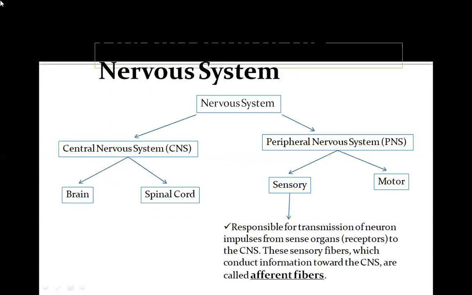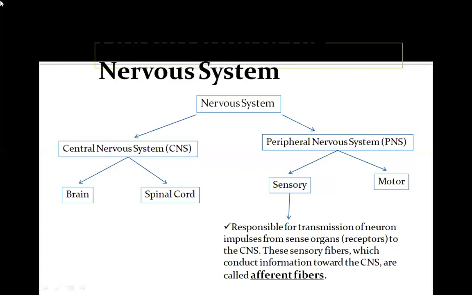So what is sensory? It will be responsible for transmission of neuron impulses from sense organ receptors to the CNS. These sensory fibers which conduct information toward the CNS are called afferent fibers. मतलब ये जो sensory है, it will be responsible for transmission. In the previous class we have already discussed neuroglia and neurons. So this sensory is responsible for the transmission of neuron impulses, मतलब ये जो neuron impulses हैं उनको transmit करने के लिए ये responsible होते हैं.